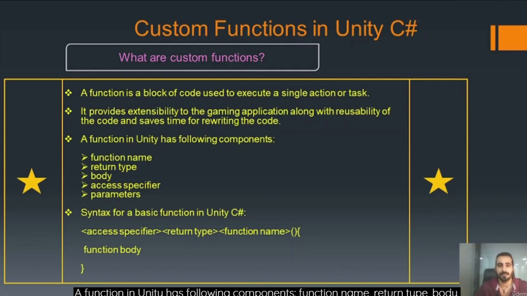A function in Unity has the following components: function name, return type, body, access specifier, and parameters. Syntax for a basic function in Unity C Sharp is as follows. First, we specify the access specifier, which is followed by the return type, then the name of the function, followed by brackets and curly braces. Inside the curly braces, we provide the block of code or the function body. Let's see one by one what is function name, what is return type, what is body, what is access specifier, and what are parameters in a function.